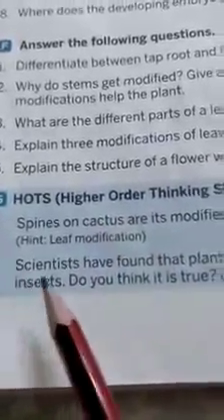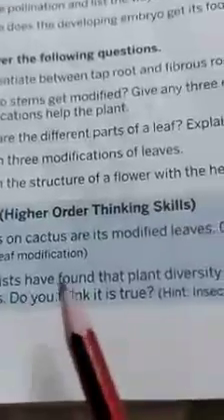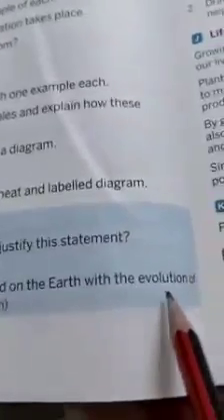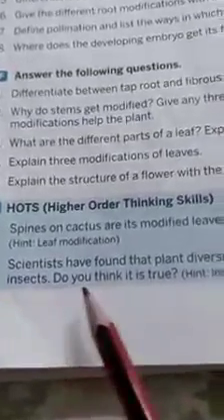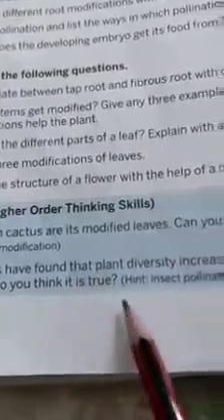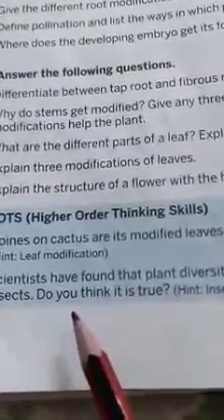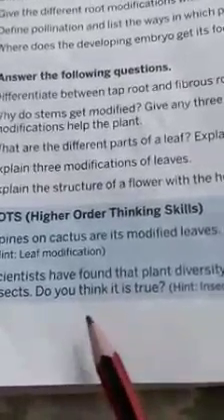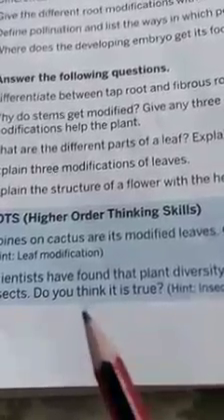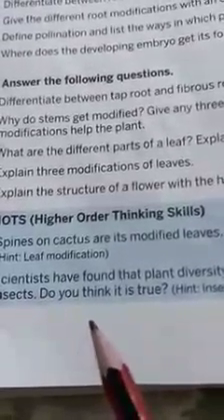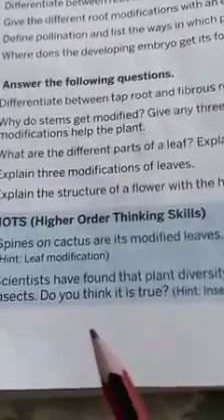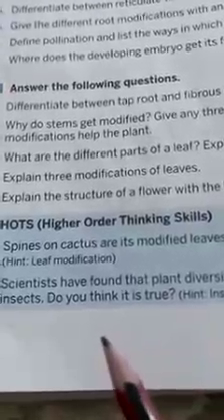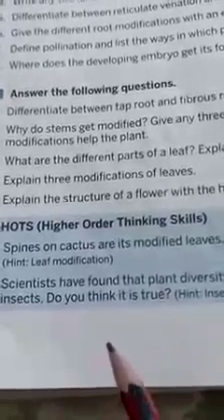Now come to the second question. The scientists have found that plant diversity increased on the earth with the evolution of insects. Do you think it is true? Dear students, insects move from one flower to another looking for nectar. When they sit on the flower, pollen sticks to their body and legs. The pollen then gets dropped on the other flower to perform pollination. This increases the plant diversity on the earth.